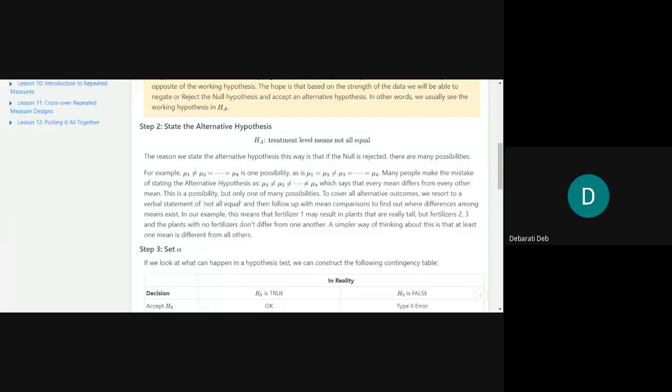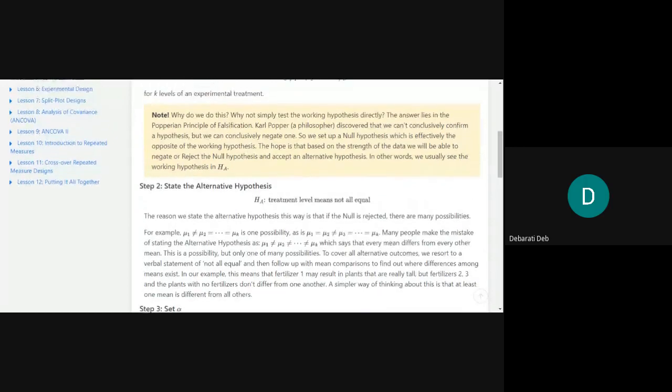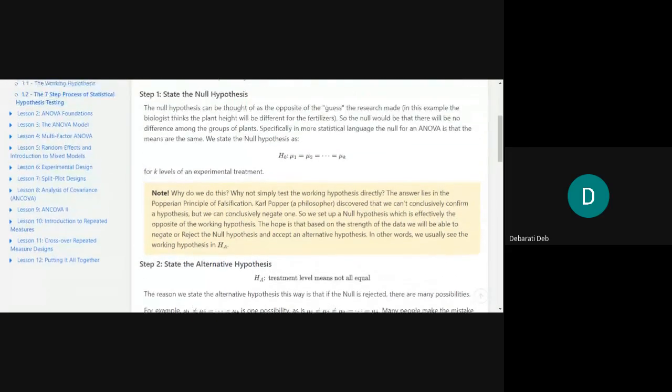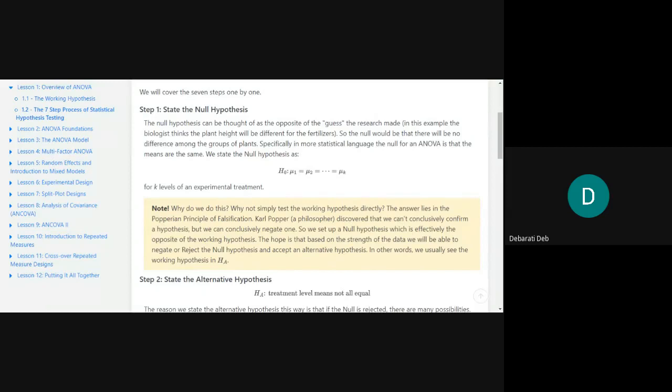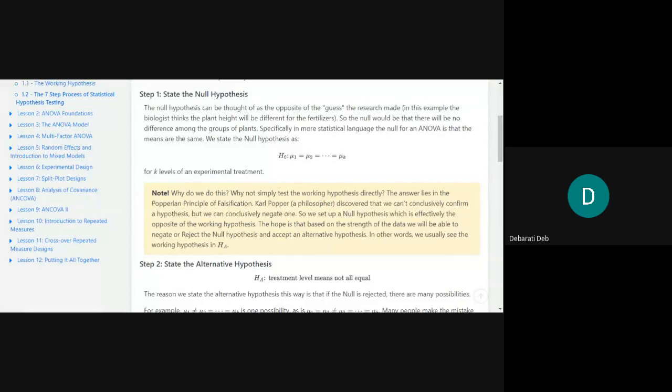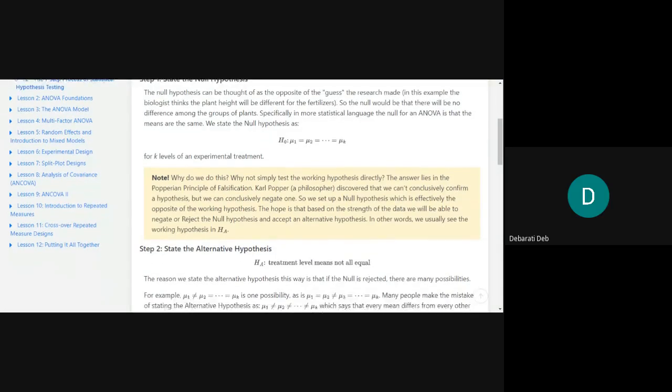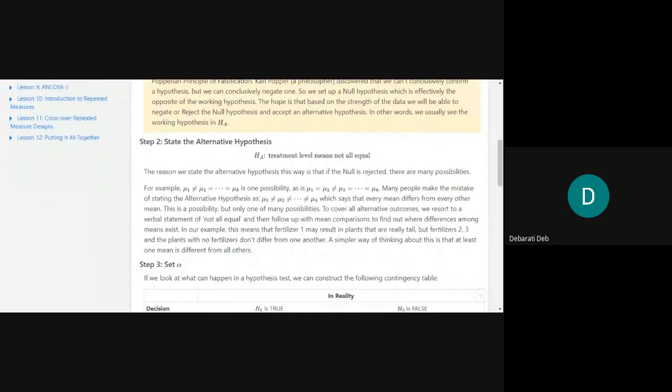The reason we state the alternative hypothesis this way is that if null is rejected, there are many possibilities. So what we write as alternative hypothesis, we will write this. This has been written in a very critical way, but you can simply write that if the null hypothesis is that there is no difference among the groups of plants, then you can easily write in the alternative hypothesis that there is difference among the groups of plants. Or you can also write treatment level means are not equal. That means there is difference.